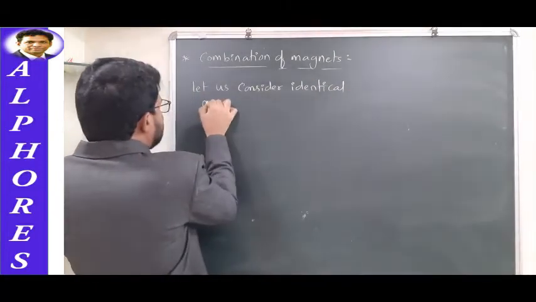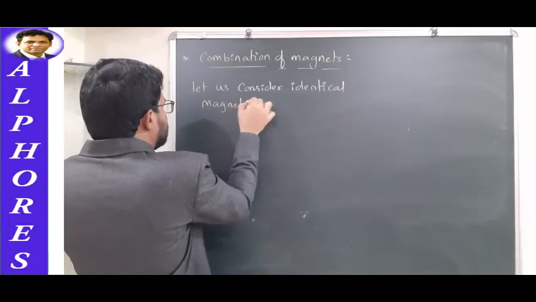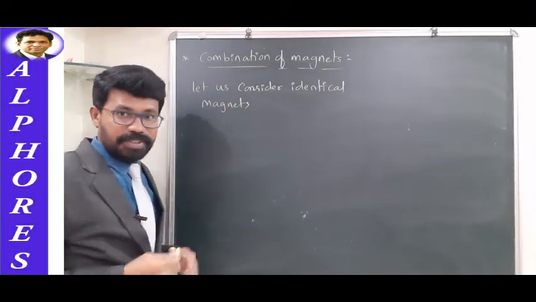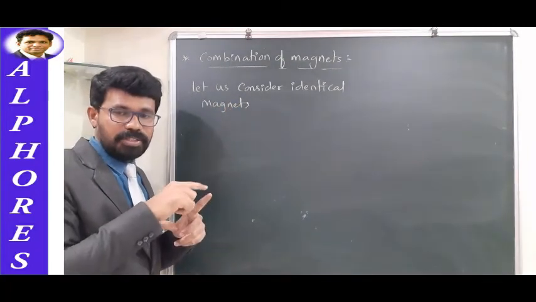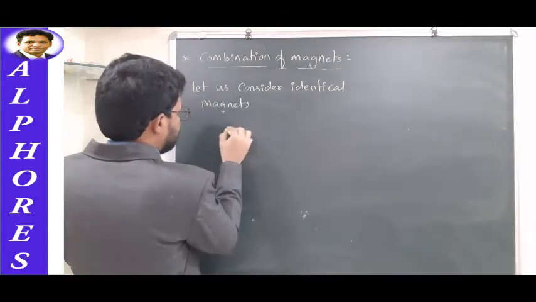Identical magnets. I'll consider 4 magnets and I will arrange all those 4 magnets in the shape of a square, something like this.